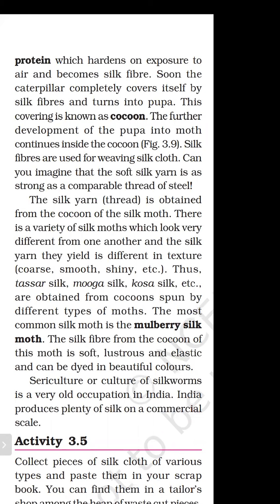Thus tussar silk, muga silk, kosa silk, etc. are obtained from cocoons spun by different types of moths. So we have different silkworms, different silk moths. From those different silk moths, we obtain different types of silk. Tussar silk, muga silk, kosa silk are some different types of silk.